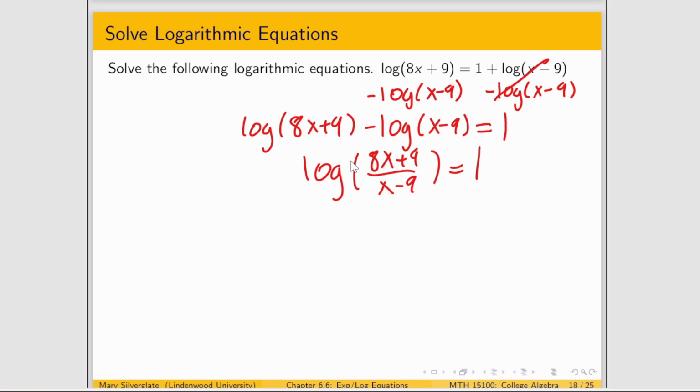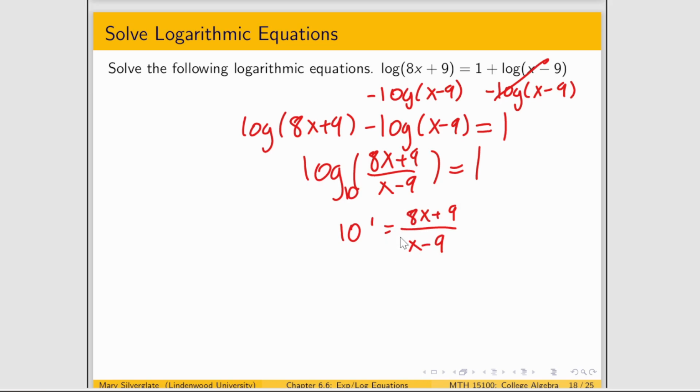And now I can employ the definition of a logarithm. Keep in mind, if I see a log without a base written, that's secretly base 10. So this means I have base 10 to the output 1 is equal to the input, which is this entire thing. And now my goal is to solve for x.